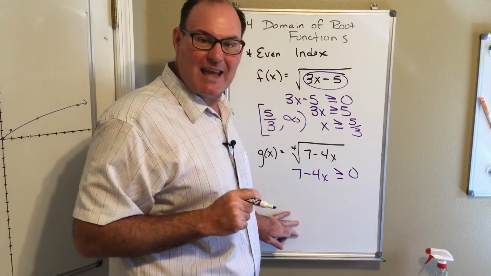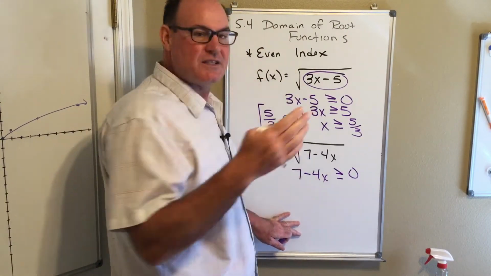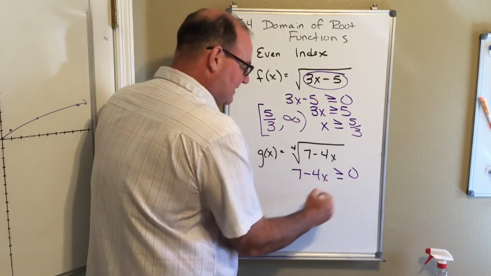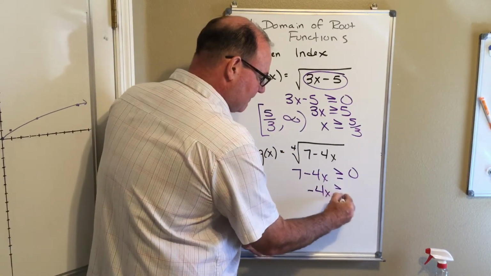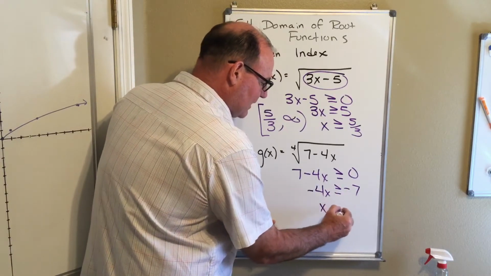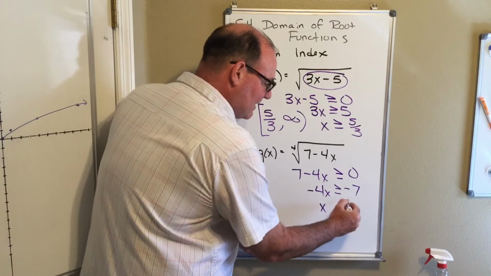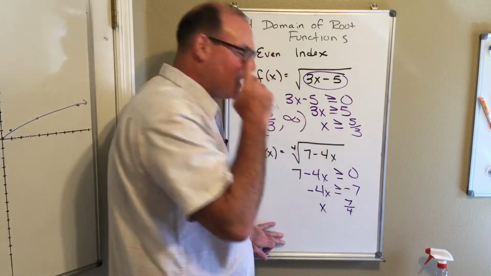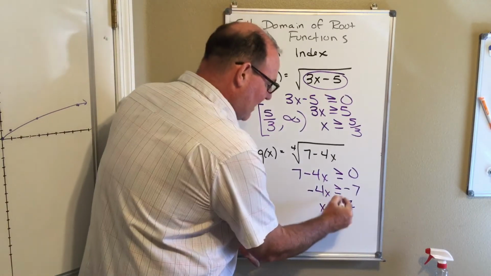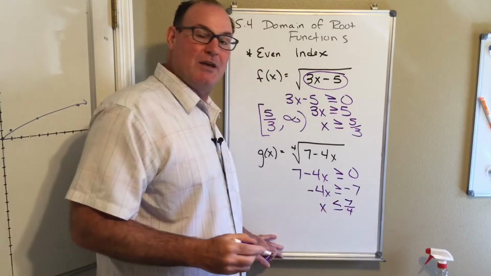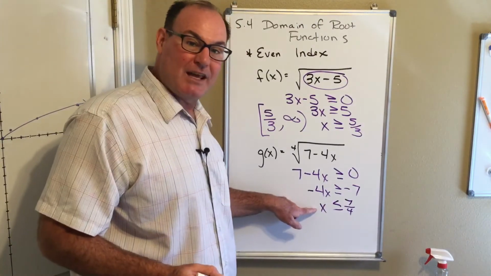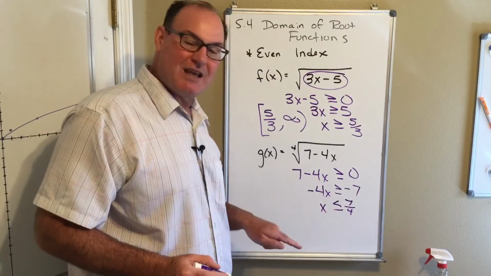That's true for any even index, 2 or 4, 6, 8, 10, whatever the index is. Here I'm going to subtract the 7 from both sides. I'm going to divide both sides by negative 4. Negative 7 divided by negative 4 is a positive 7/4. And then remember, when you divide both sides of an inequality by a negative, you have to flip that inequality sign so it becomes a less than or equal to. So now all of the values I can plug in are less than or equal to 7 over 4.